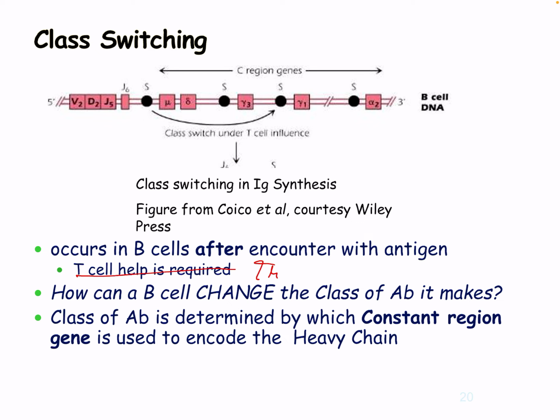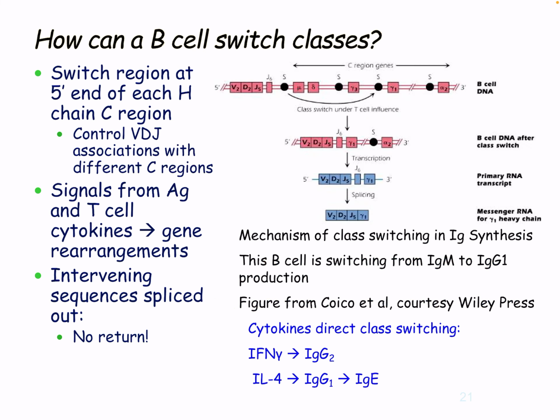So how do they change their antibody class? The class of antibody is determined by which constant region gene is used to encode the heavy chain. So as we said, there's our mu, delta, gamma 1, 2, 3, 4, and our alpha and epsilon. And this causes rearrangement under the influence of helper T cells.